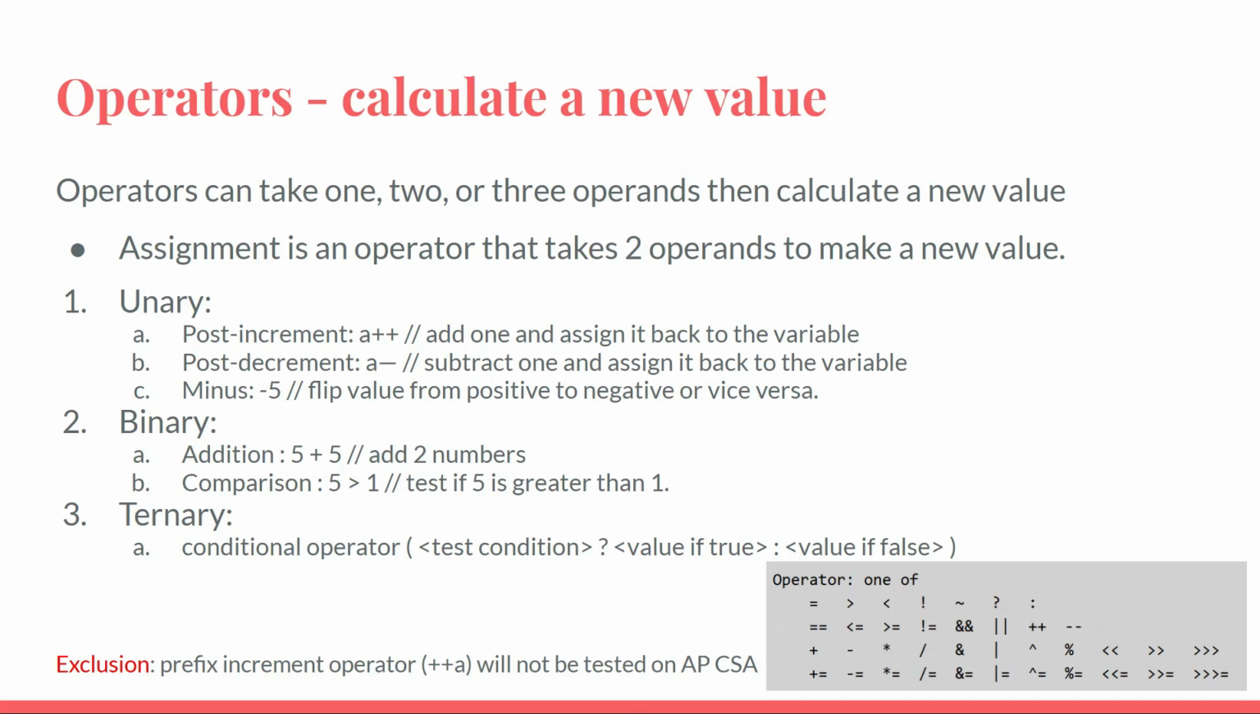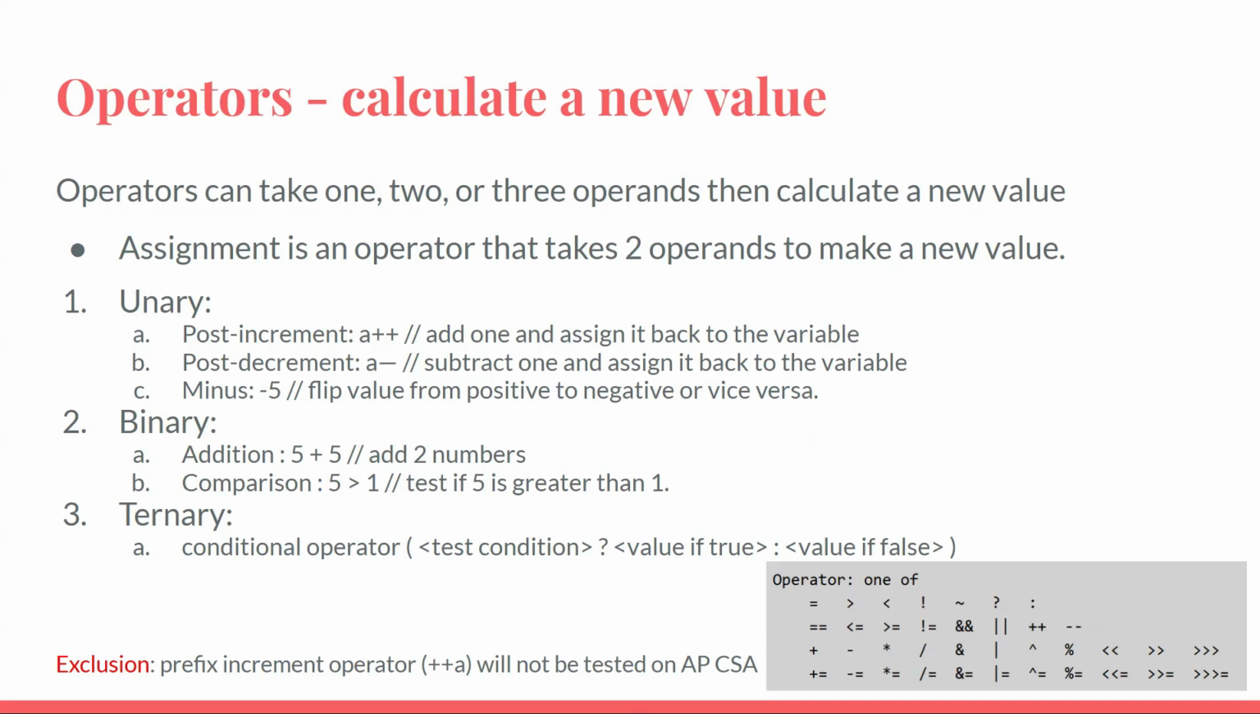One way is by the number of operands used. Java has operators that can take 1, 2, or 3 operands, respectively called unary, binary, and ternary. The most important unary operators are the post-increment and the post-decrement. You'll see them often because they allow you to do three things with one simple operator. 1, retrieve the value from a variable. 2, add or subtract 1 to that value. 3, assign that value back into the variable. This will be used extensively in AP CSA.